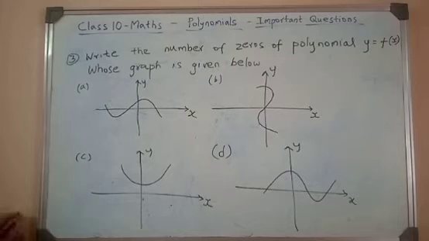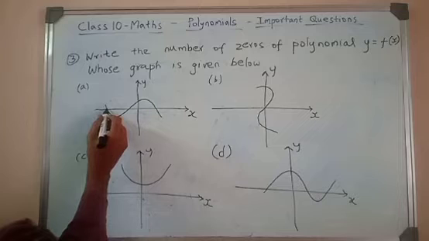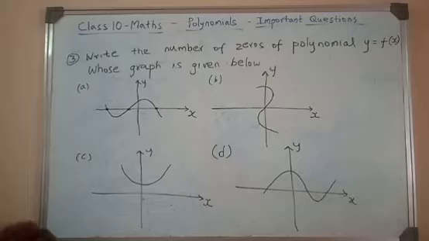First, the number of zeros of the polynomial is nothing but the number of points where the curve of the polynomial intersects the x-axis. So in the first subdivision A, the curve y equal to f of x intersects the x-axis at 3 points. So the number of zeros in the first subdivision A is 3.